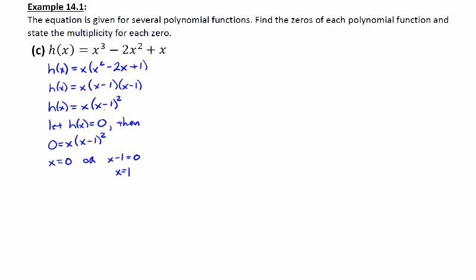So stating the conclusion here, x equals 0 has a multiplicity of just 1. There's just x to the first power there, so it's just 1. However, x equals 1, that particular zero has a multiplicity of 2.